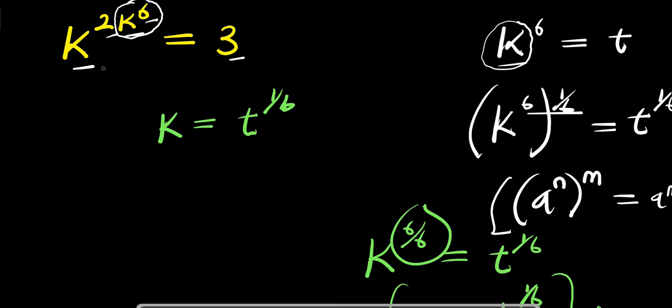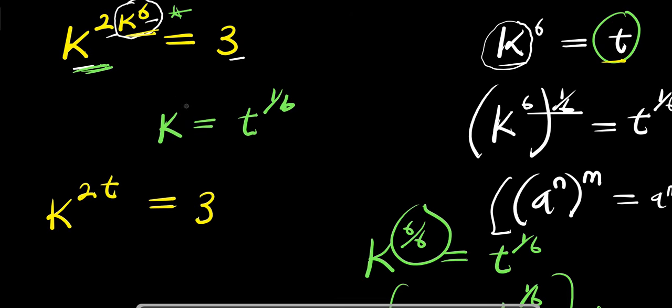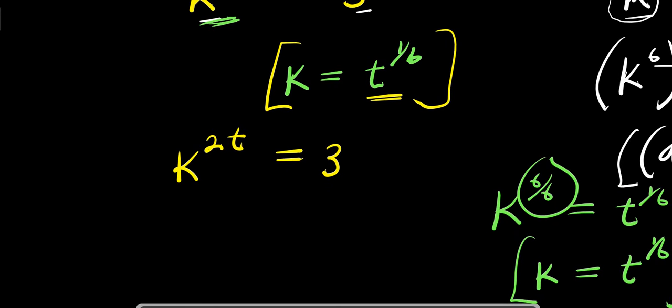Now let's come over here. We have k here. And remember, the whole of this is t. So I can easily replace this k power 6 with t. I have k power 2 times t equals 3. And also, k on its own is t power 1 over 6. I have to also replace this k here with t power 1 over 6 so that the variable will be the same. Look at k here, look at this is t. You want the variables to be the same.